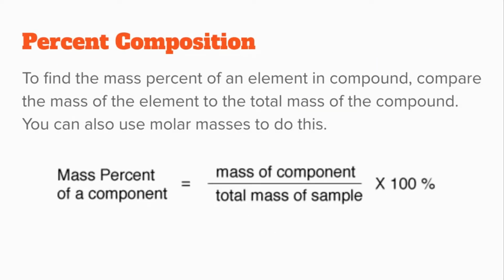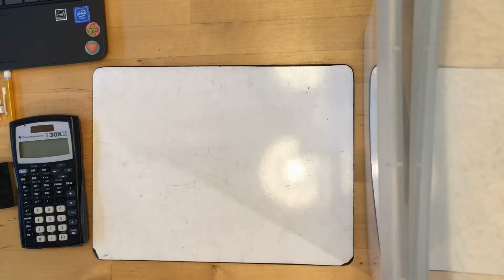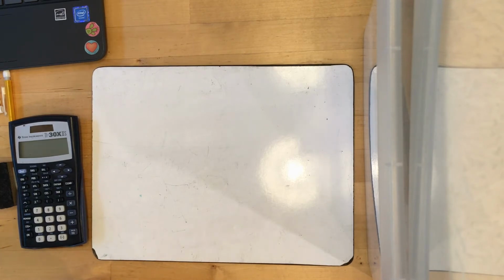So percent composition, remember, is just taking the mass of one thing over the total mass of the sample and then multiplying it by 100 to get it to be a percent. So if we wanted just the mass percent of one element in a compound, we would take that mass of that one element divided by the total mass of the compound. If we're not given the mass, we can actually use molar mass to do this. So we would find the molar mass of that element and divide it by the molar mass of the whole compound.